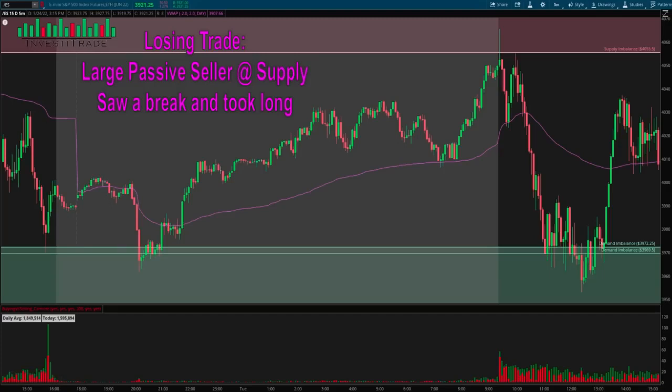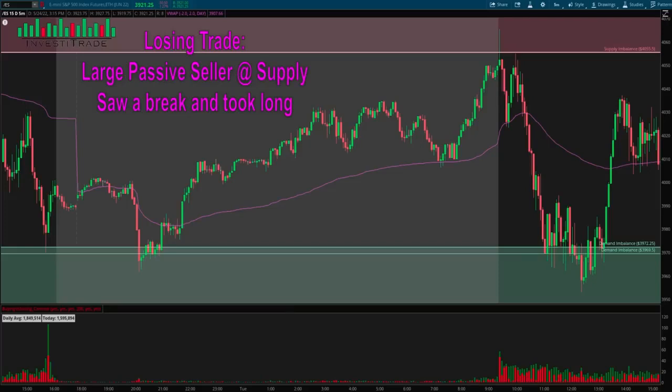Now, this was a losing trade. I remember taking this setup, and in my opinion it was a really bad setup. Yet I let my emotions get involved, and I took a trade that I should not have taken, reviewing the chart after the fact. But everything looks good in hindsight.